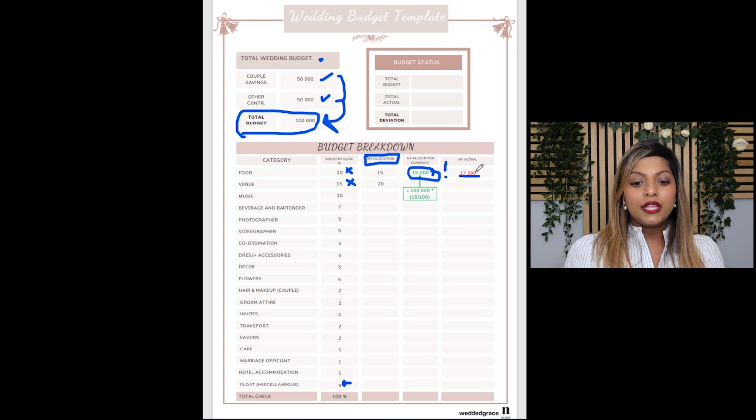So once you've done this for all of your different categories of expenses, you will basically have all of these numbers filled in, right? All of them will have some kind of actual amount.